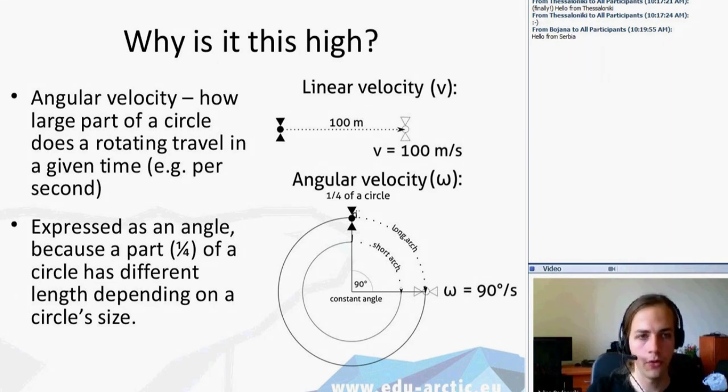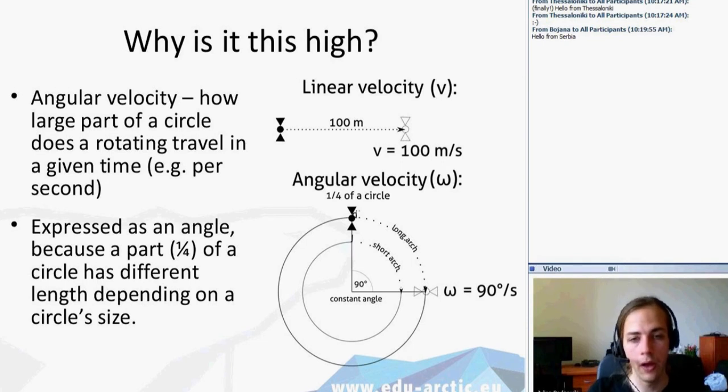And what is angular speed or angular velocity? It is a measure of speed of a rotating object measured in angles. That is, how large a part of a circle does a rotating item cover in a given time, say in seconds. Let's compare it to the traditional velocity, the linear one. In the part of the image above, linear velocity v, a satellite is going 100 meters in 1 second. It means its velocity is 100 meters per second.